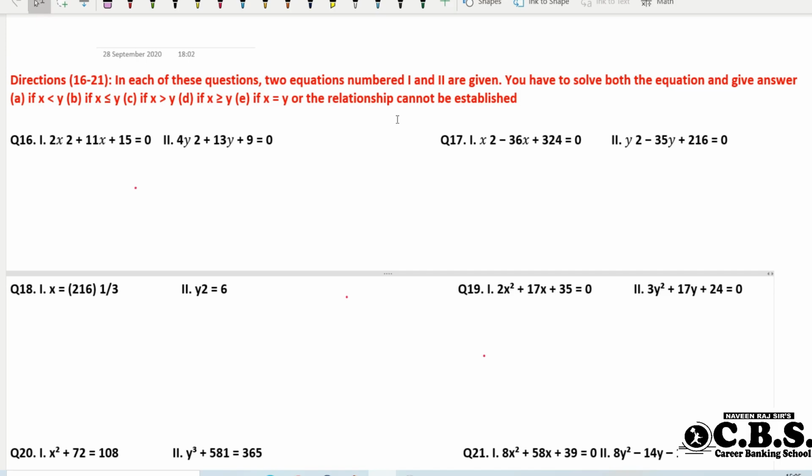So let's discuss the next question. Question number 16. We're going to discuss it here. Questions 16 to 21 are quadratic equations. Basically, quadratic equations are a compulsory question in RBI scaling and mains. So let's get into the first question.